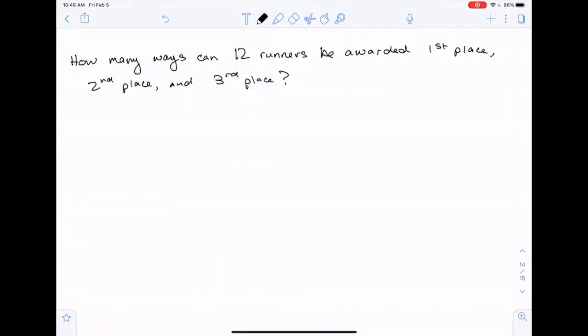Let's do an example of this. We might want to know, for example, how many ways can 12 runners in a race be awarded first place, second place, and third place?